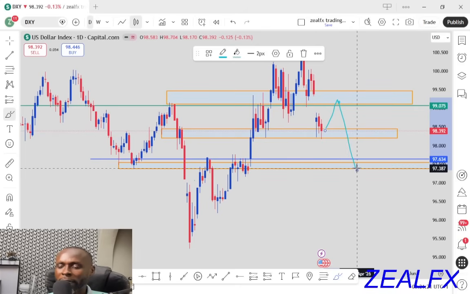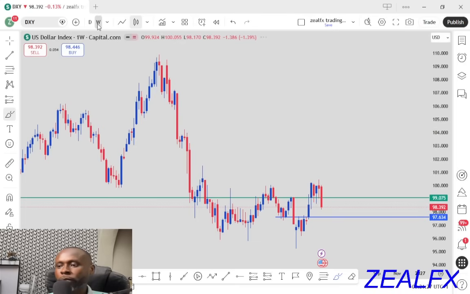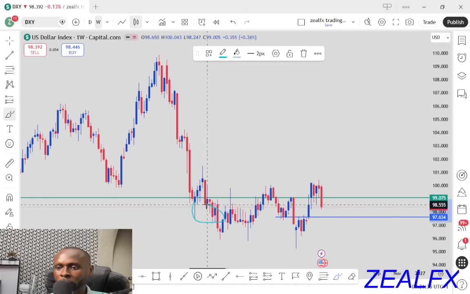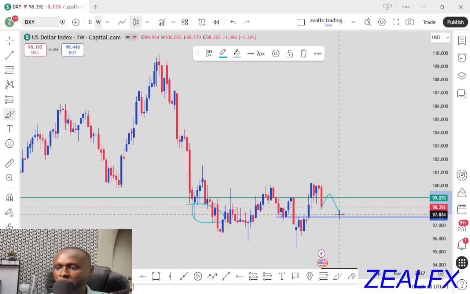So let's look at the weekly time frame to confirm the dollar index move this week. On my weekly time frame, we can clearly see that we have price closing on the support level. We have price closing on this weekly support level. So long as price closes on this weekly support level, this is a sign that we expect price to retest this level before we start looking for possible sells.